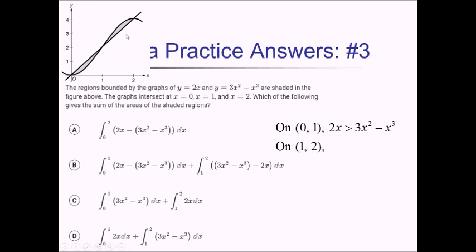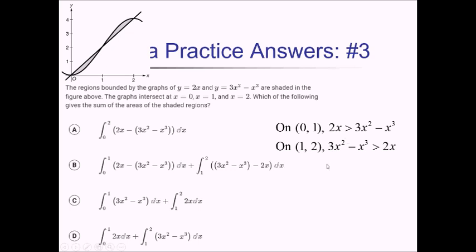At that point, 3x squared minus x cubed, the cubic polynomial, has a higher value than 2x. So because your top function is changing, we cannot do this with just one integral, at least if we are trying to avoid using an absolute value expression. If we're using absolute value, you could do all of this with one integral. But since it doesn't look like any of the answer choices are doing that, we're going to have to split this up into 2 integrals.